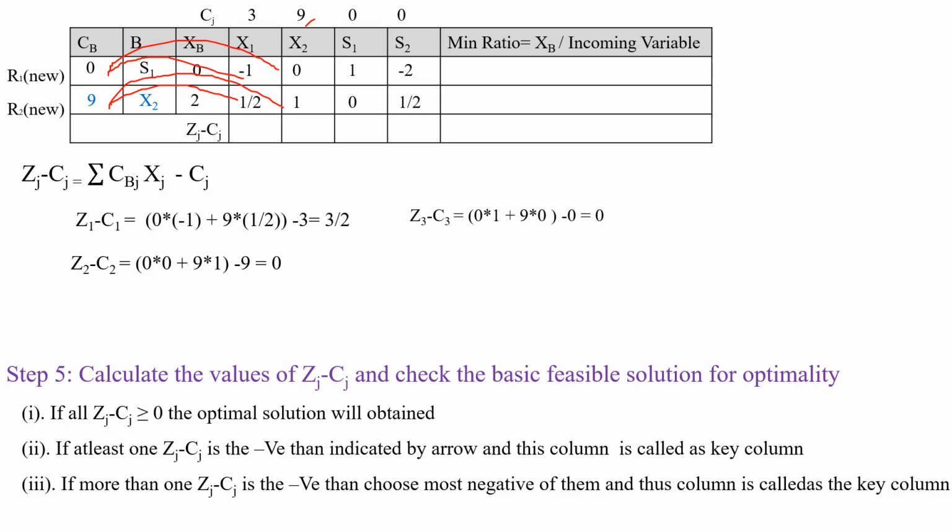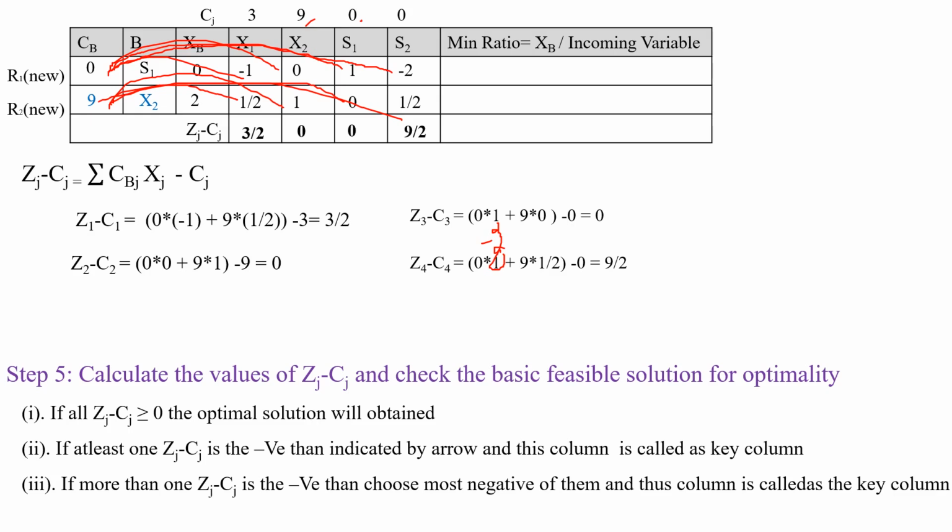Next one is Z3 minus C3 for the third variable, that is S1. It is 0 into 1 plus 9 into 0 minus 0. This value is 0. And the last one is Z4 minus C4 for the fourth variable, S2. It is 0 into minus 2 plus 9 into 1 by 2 minus 0. This value will become 9 by 2. Here observe the Zj minus Cj values are 3 by 2, 0, 0 and 9 by 2.